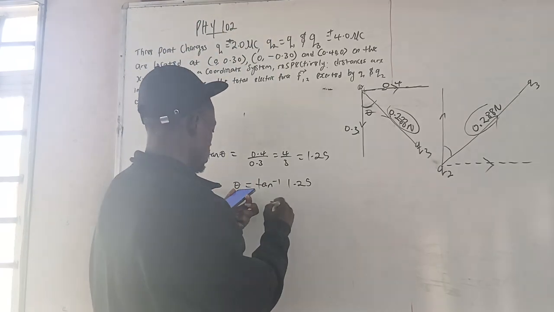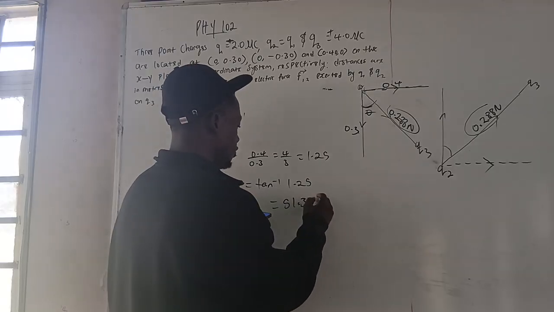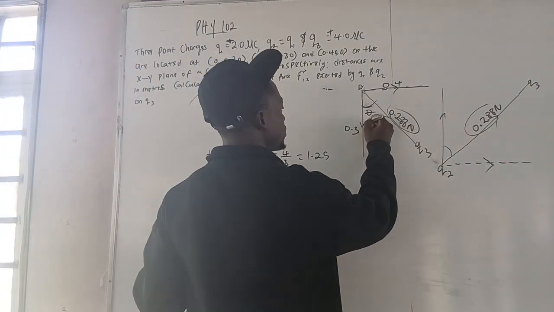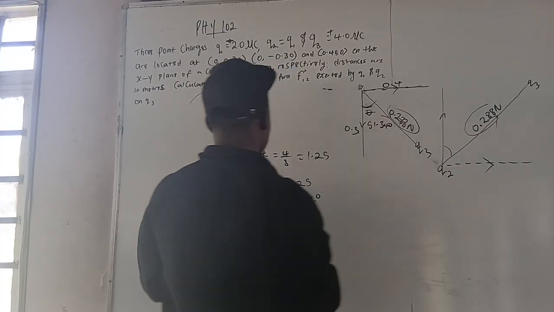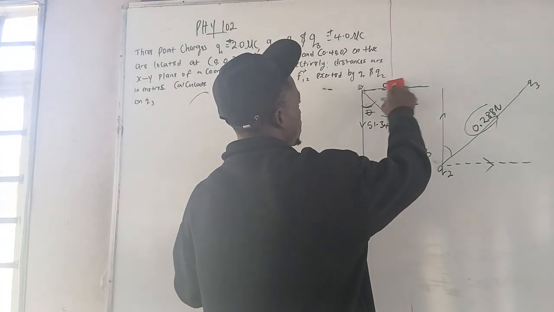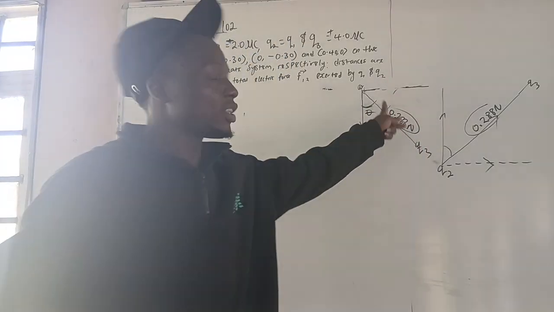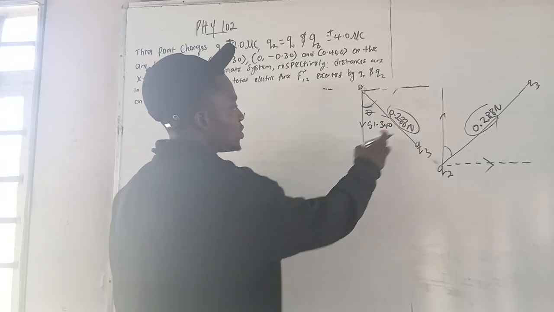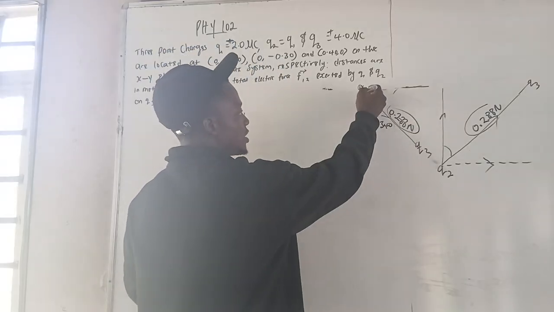So that's what? 51.34 degrees. So we are almost done. So our angle is 51.34 degrees. Are we together? So now, we don't need the distance anymore. Now, the amount of this force that is on the x-axis and on the y-axis. So let's check. This force is the hypotenuse.